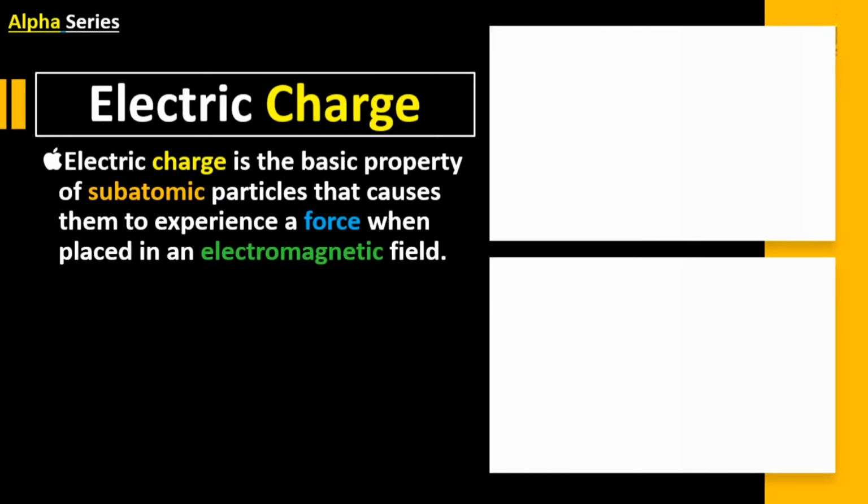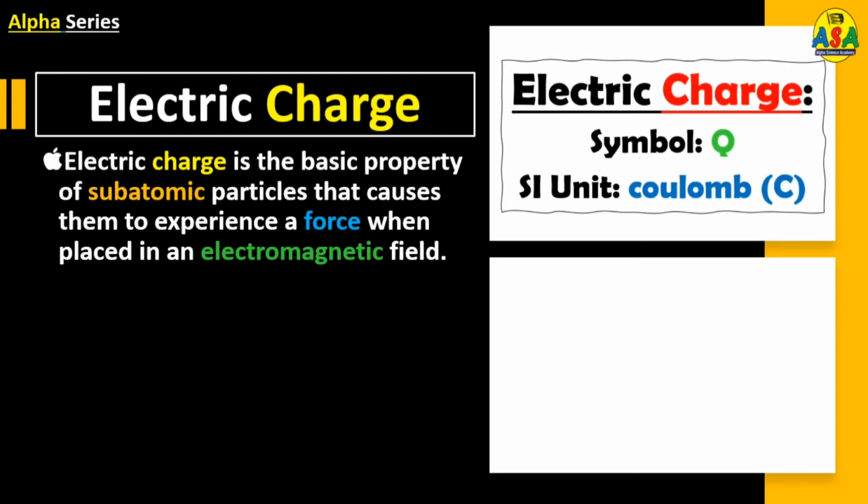Electric charge. Electric charge is the basic property of subatomic particles that causes them to experience a force when placed in an electromagnetic field. That is, a subatomic particle, when placed in an electromagnetic field, if it experiences a force of attraction or repulsion, that means that particle contains a charge, either positive or negative. Electric charge is symbolized as capital Q, but usually if it is a small amount of charge, it is represented by small q. Its SI unit is coulomb, represented by capital C.